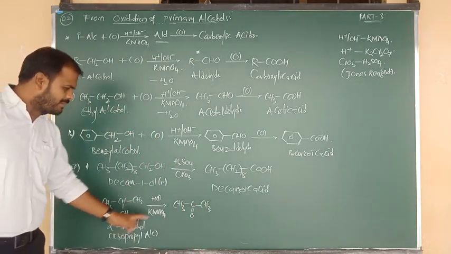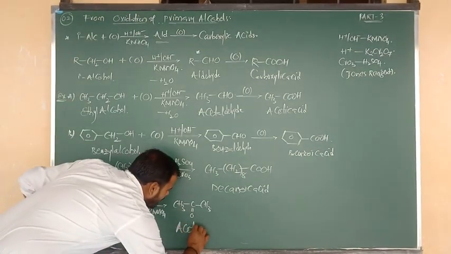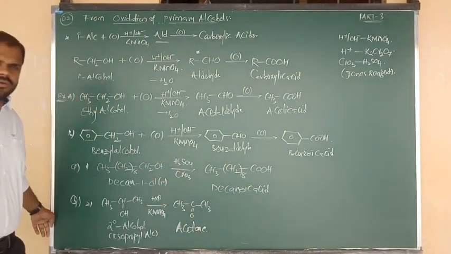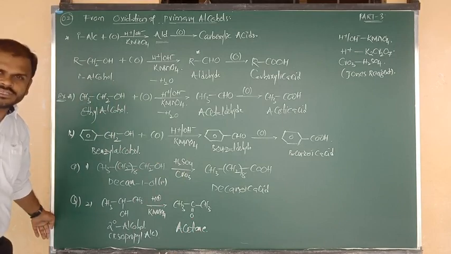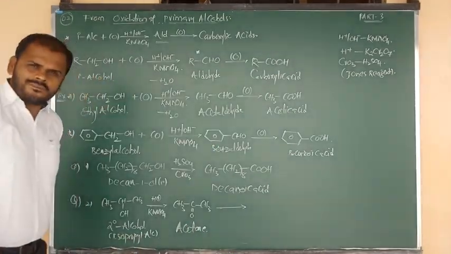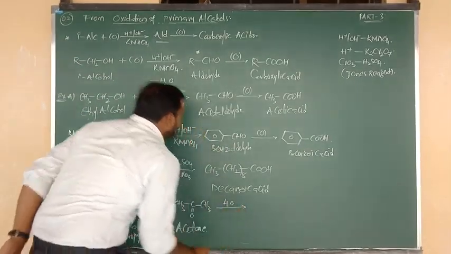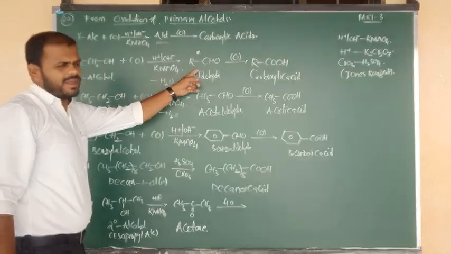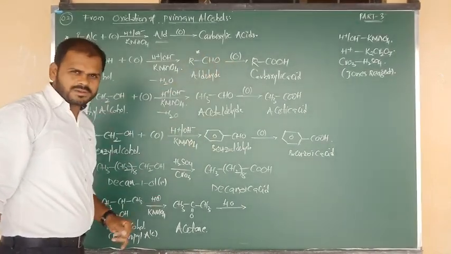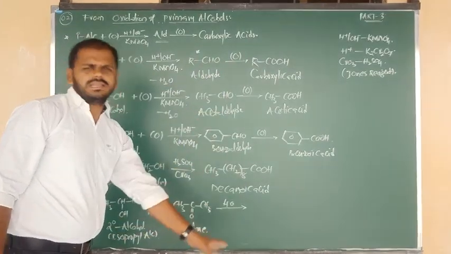Here also 3 carbons, here also 3 carbons. So what is this 3-carbon ketone known as, Nana? Acetone. Now such acetone undergoes the process of oxidation, same as above. The intermediate is aldehyde, followed by oxidation gives carboxylic acid. The intermediate is ketone, again followed by oxidation gives carboxylic acid.